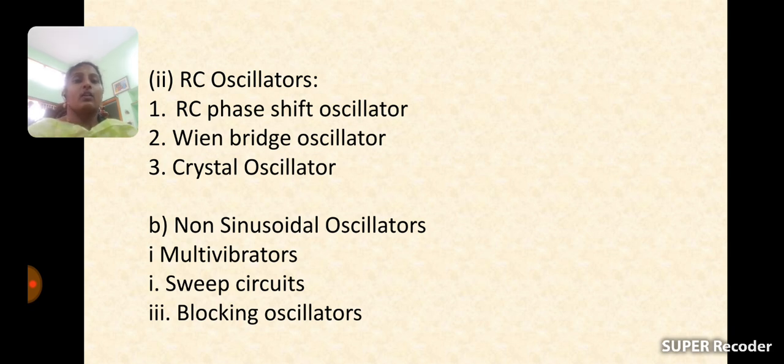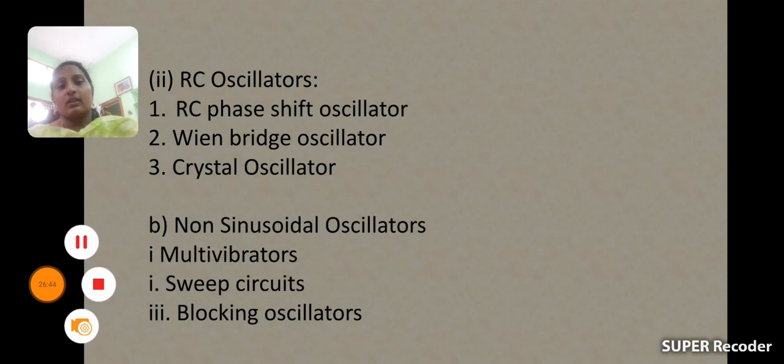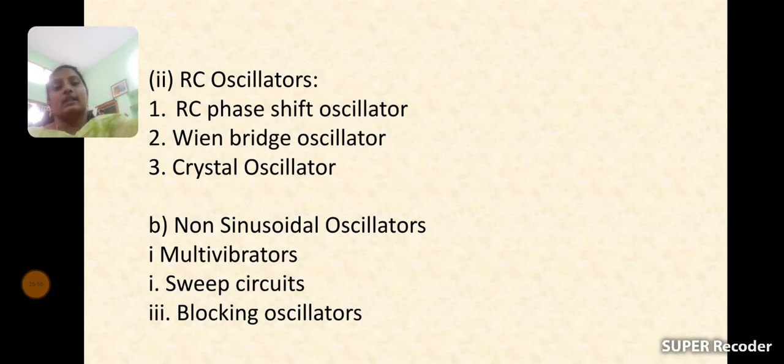And while coming to the non-sinusoidal oscillators, these are oscillators able to produce non-sinusoidal waveforms. Among non-sinusoidal oscillators, multivibrators are there, sweep circuits are there, blocking oscillators are there. What are the main circuits here? Non-sinusoidal oscillators: multivibrators, sweep circuits, blocking oscillators.